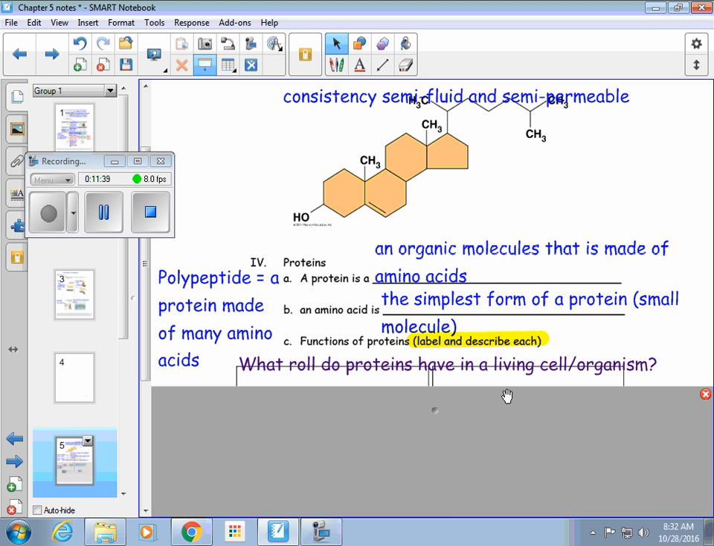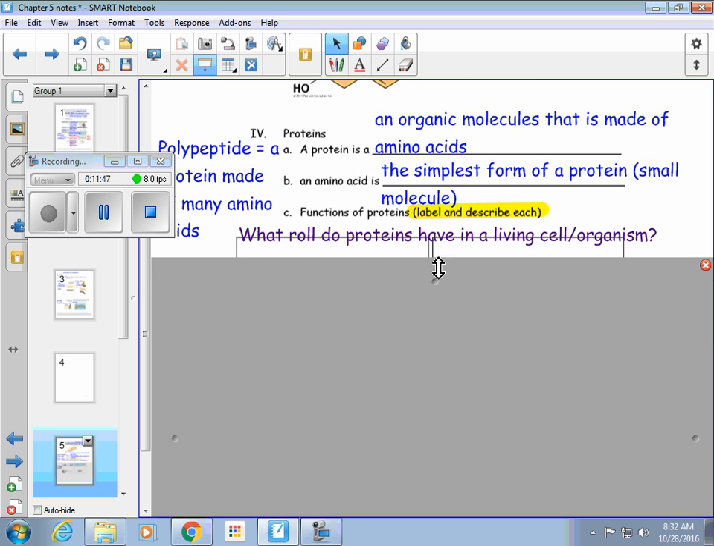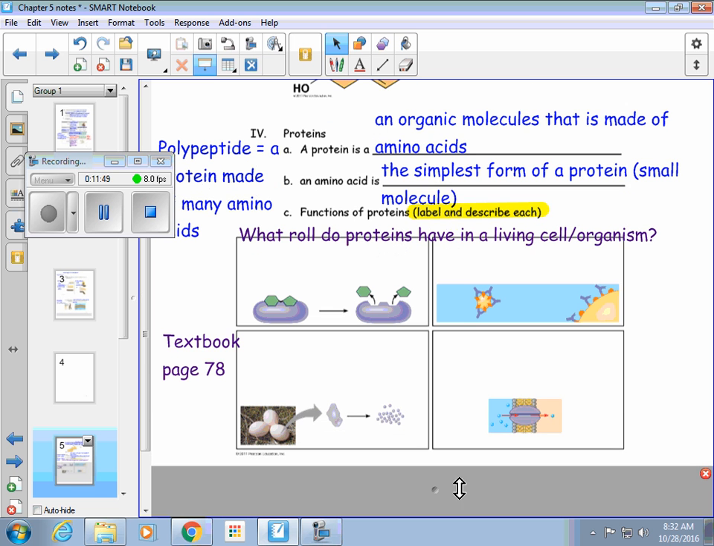next page, we're trying to figure out what do proteins do? What are the functions of proteins? So these 4 boxes, these 8 boxes altogether, you're going to find those on page 78 in the textbook. And I want you to label what each is and give me a description of what it's doing. So if there's one here that's an enzymatic protein, tell me what an enzymatic protein does.